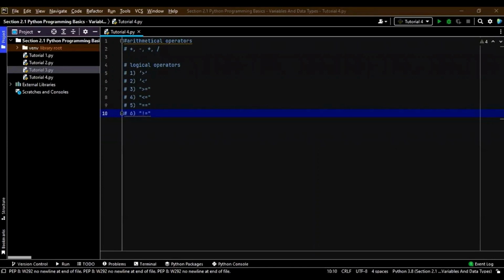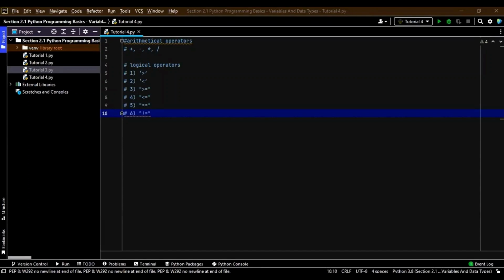Hello and welcome to the fourth tutorial where we will be talking about the arithmetical and the logical operators. But before proceeding to that, I would really like to tell you about what operators are. An operator is a symbol that tells Python to perform a specific calculation or operation.